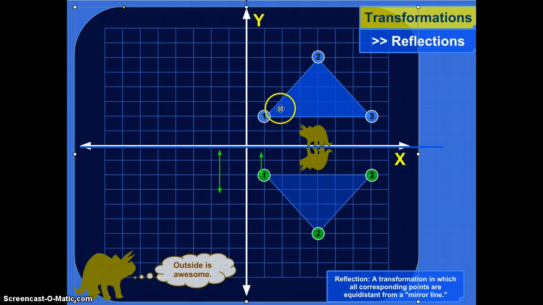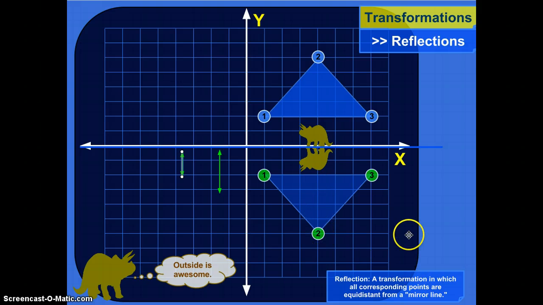So if you look at this triangle here, it's been reflected across the x-axis, and I'm choosing to call the x-axis my mirror line, the line which defines this reflection. So look at these corresponding points. Point 1 here is 1, 2 units above the mirror line, and the corresponding point 1 in the reflection is also 1, 2 away from the mirror line. If you look at point 2 here, it's 1, 2, 3, 4, 5, 6 units away from the mirror line. Same thing with number 2 in the reflection. It's 1, 2, 3, 4, 5, 6.